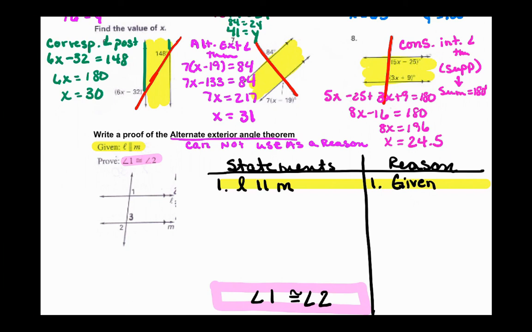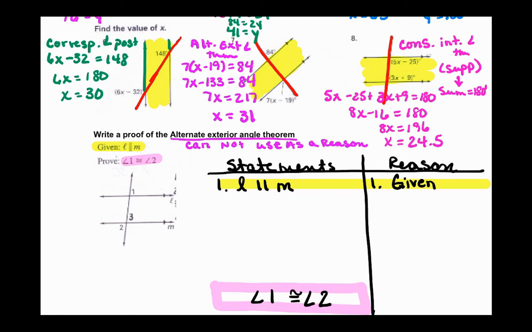So we're trying to prove that angle 1 is congruent to angle 2, and we're trying to do this without using the alternate exterior angles theorem, because if we look, yes, angles 1 and 2 are alternate exterior angles, and yes, that theorem does say that they're congruent, but that's what we're trying to prove. So they gave us parallel, but they also gave us an angle 3.